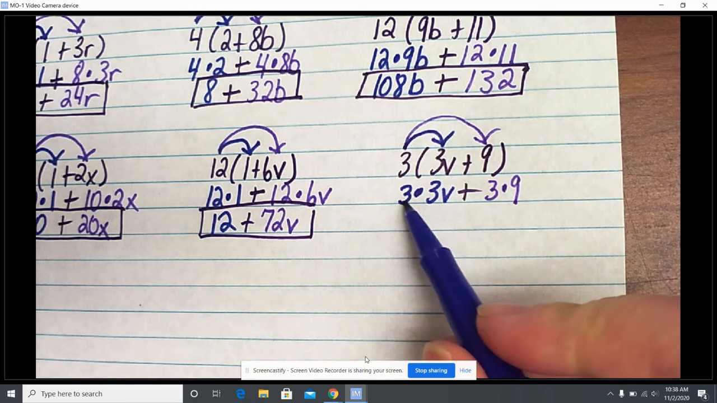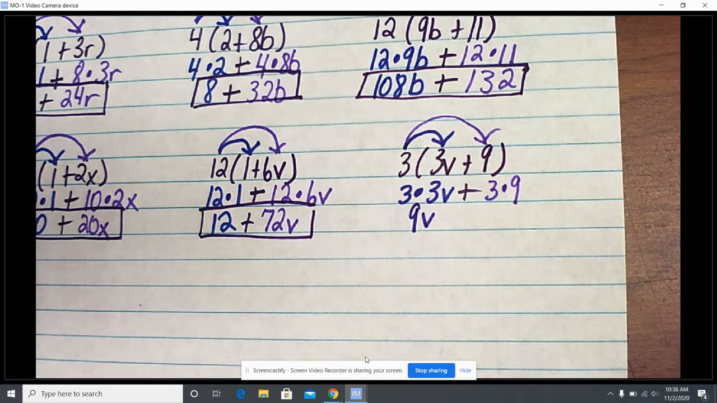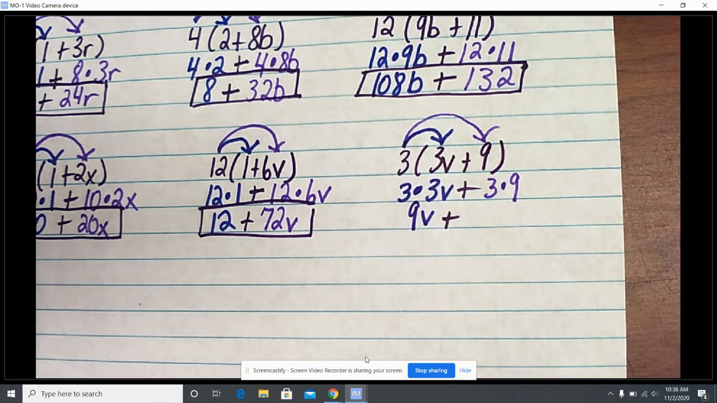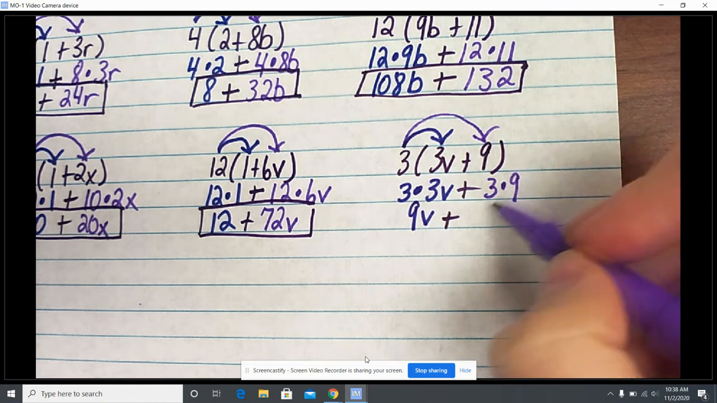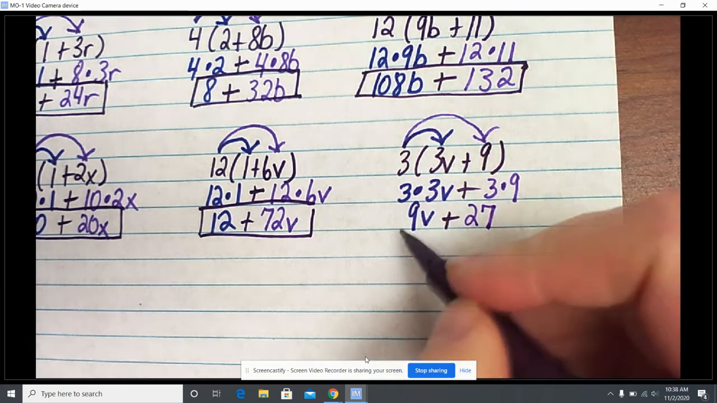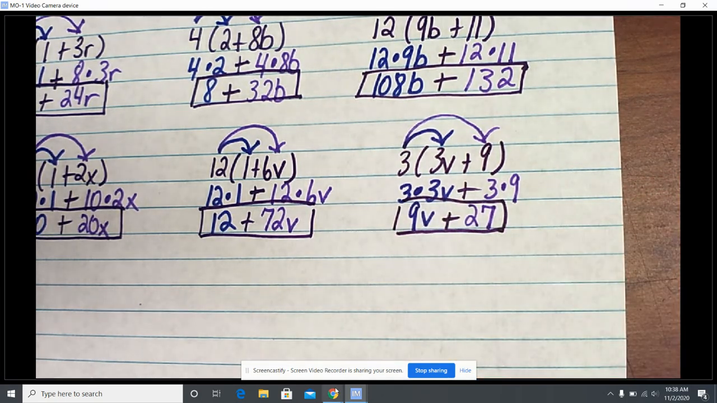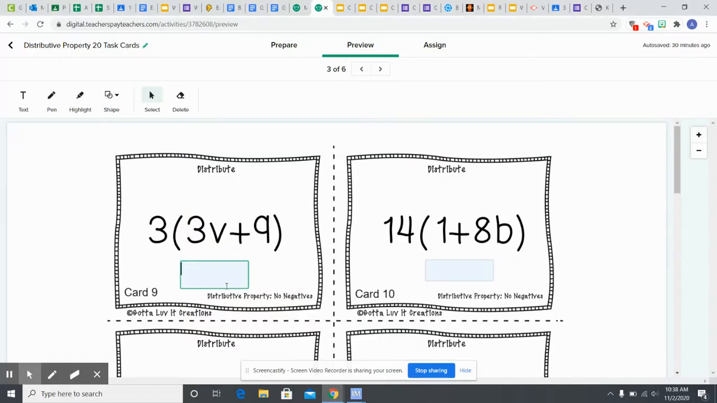Alright, so first I gotta take 3 times 3v, so 3 times 3 gives me 9, put my v with that, plus, and then take 3 times 9, which gives me 27. Since these aren't like terms, we cannot add these, so that is our answer. 9v plus 27.